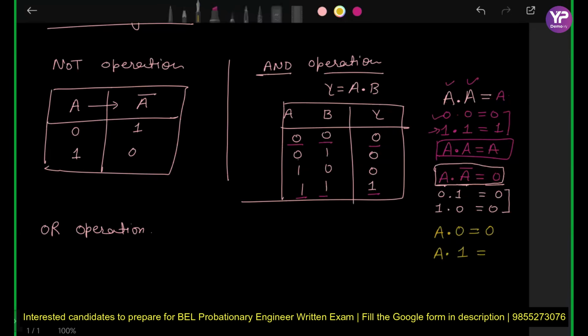It will be A. I take the 0, then output is 0. Take A 1, then output will be 1. So it will be equal to A. Got it?